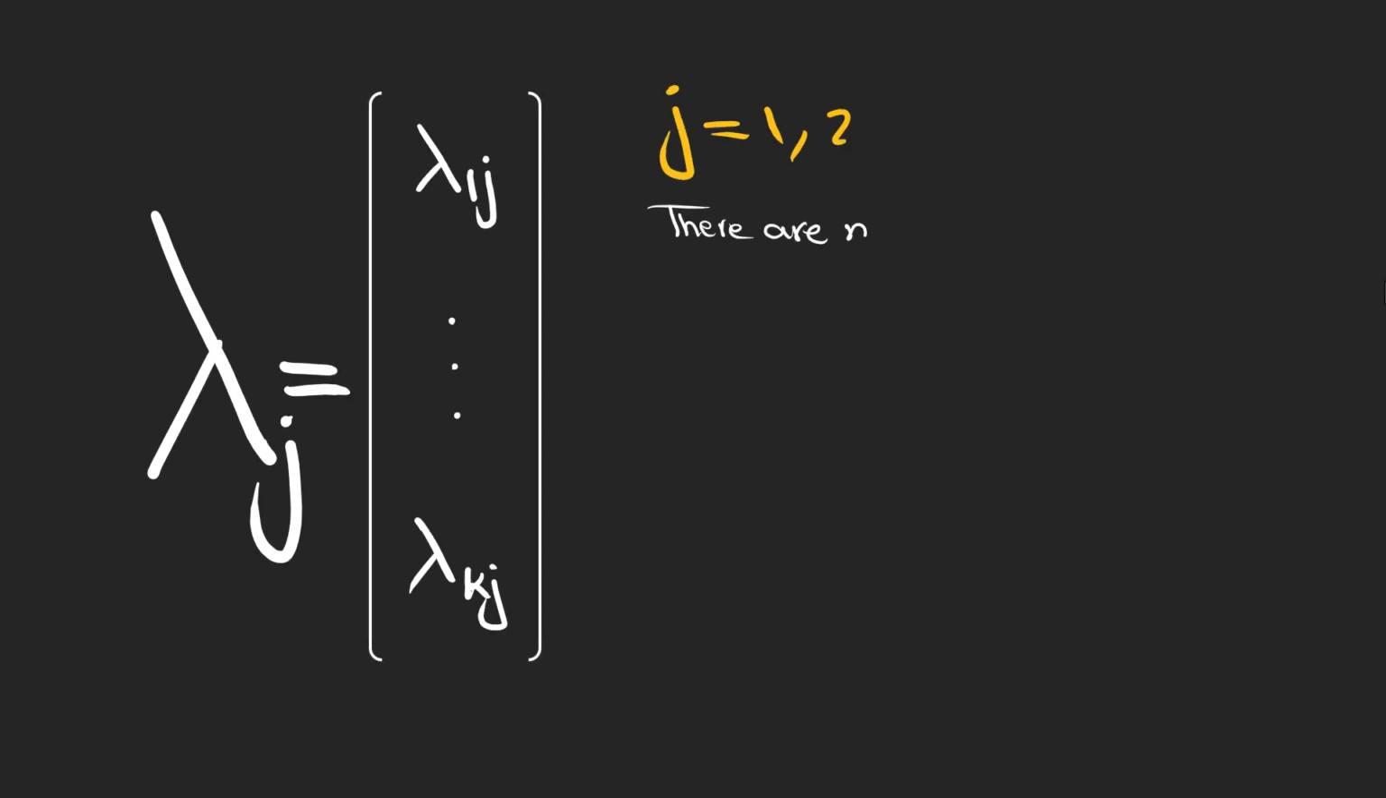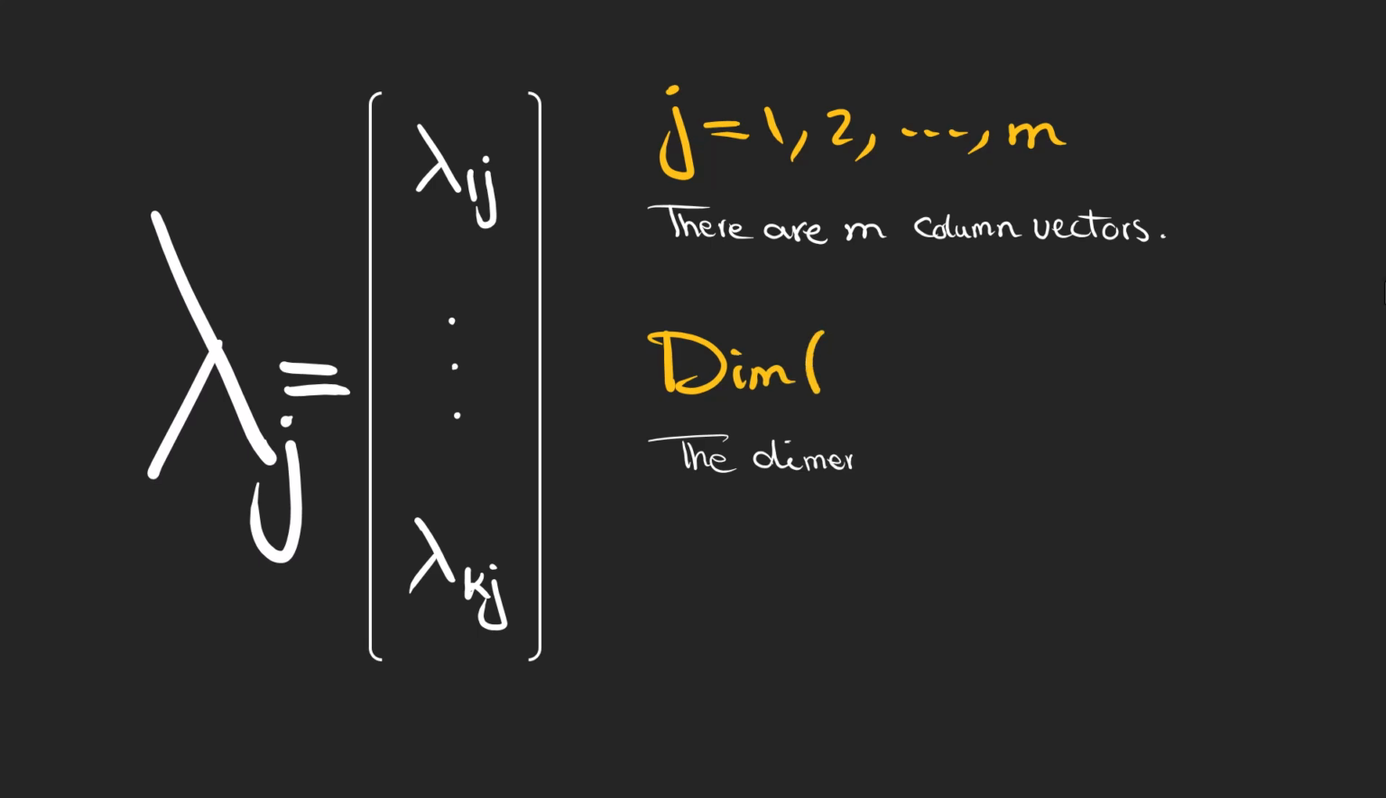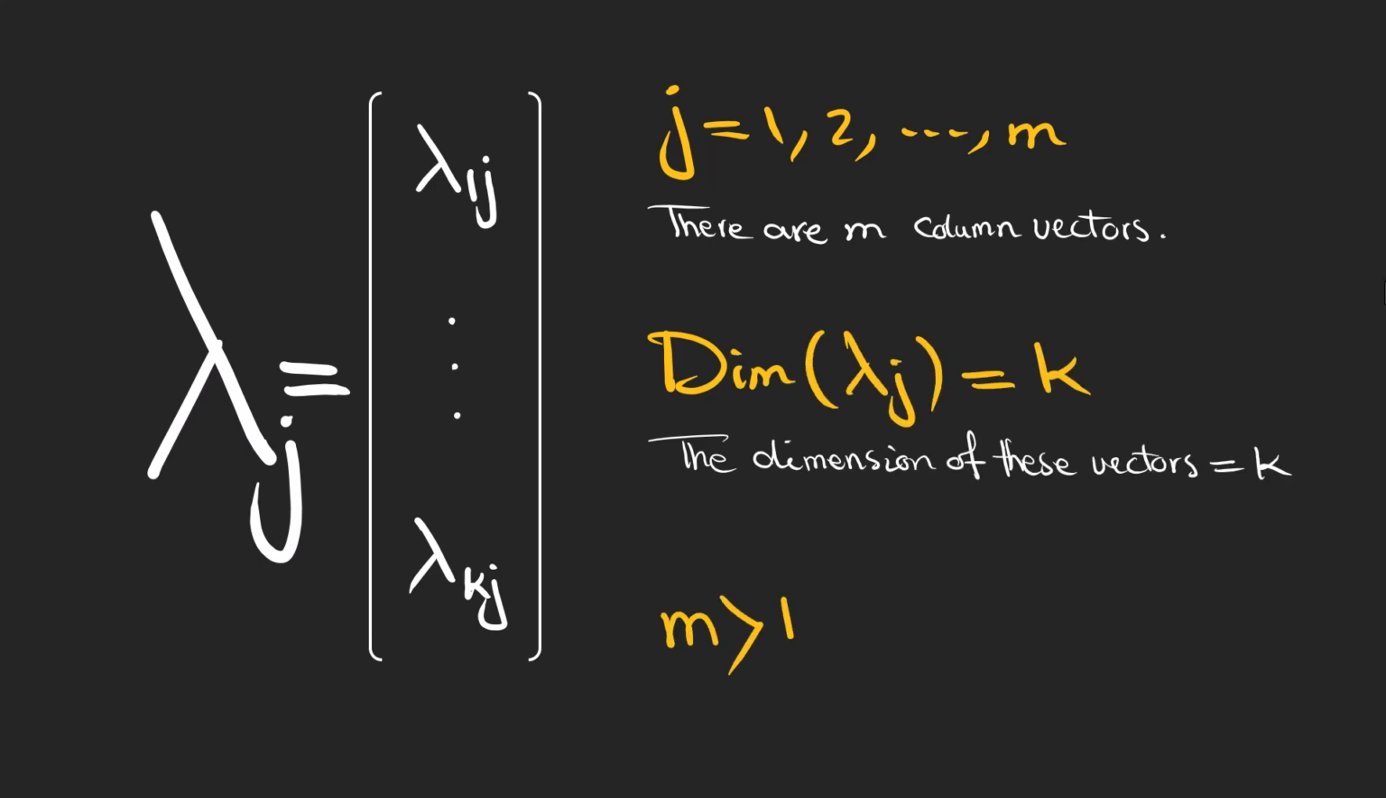We know that there are m number of these vectors for m number of linear combinations for x's. And the dimension of each of these vectors is equal to k. So, if the number of these vectors is bigger than the dimension of the lambda vectors, they are linearly dependent.